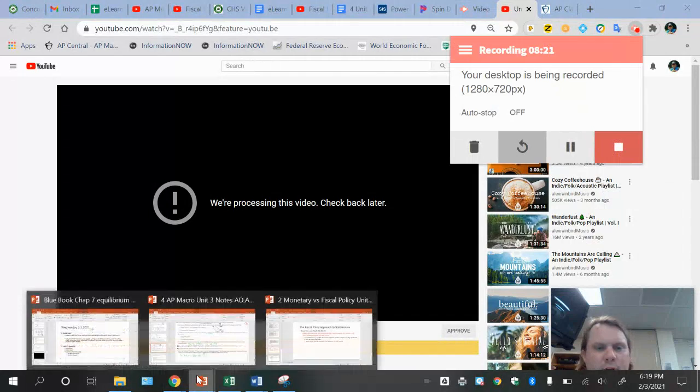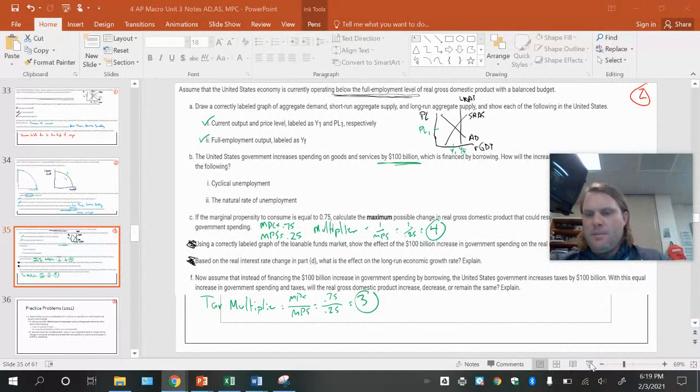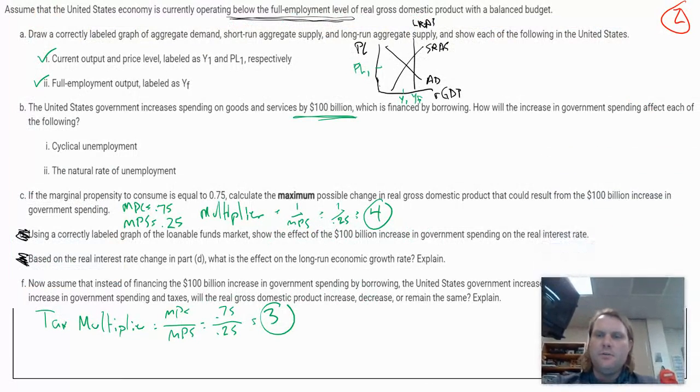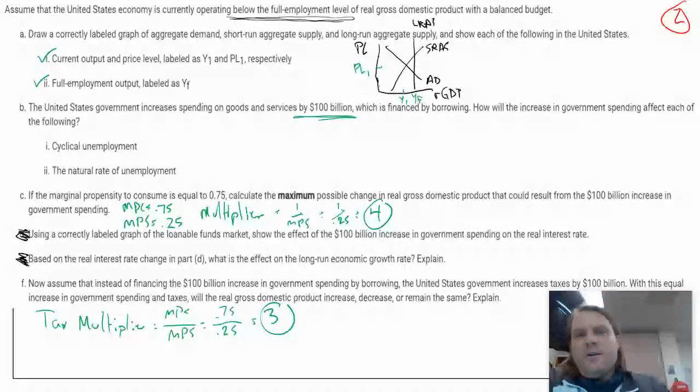All right, moving forward here on this last one. Hopefully you took a good shot at it. Don't get too discouraged if you're missing some. We're still practicing. Email me with questions. You're going to get better at them, I promise. First things first, let's know what we're drawing. So we've got below full employment. We're in this recessionary gap graph here.